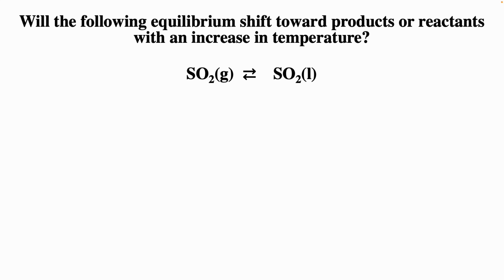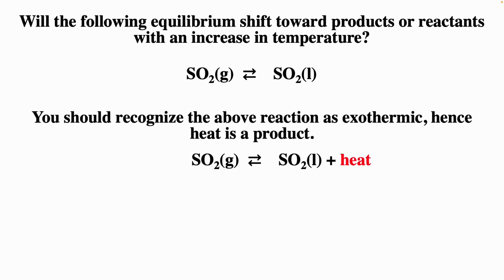Will the following equilibrium shift towards products or reactants with an increase in temperature? And so notice that we're going from a gas to a liquid. You should remember that the enthalpy of a gas is always higher than the enthalpy of the liquid. If you want to go from liquid to gas, you have to add heat. And so heat will be a product. And so that is an exothermic process. And so higher temperature is like adding heat and will form more reactants.